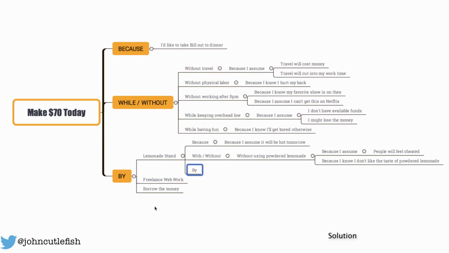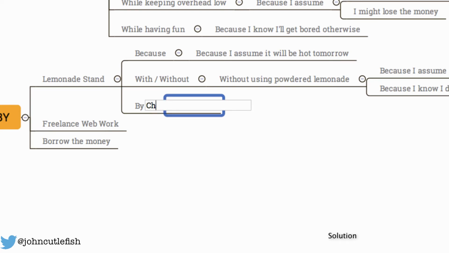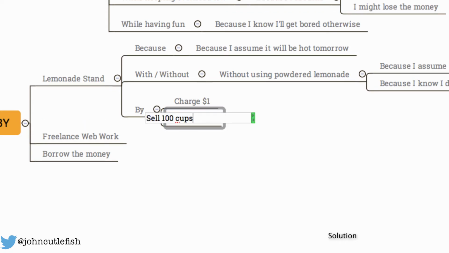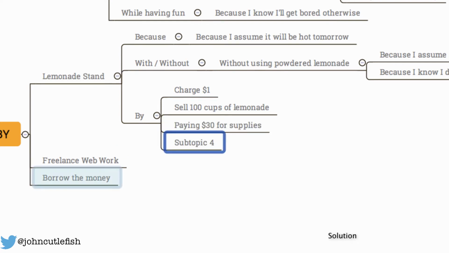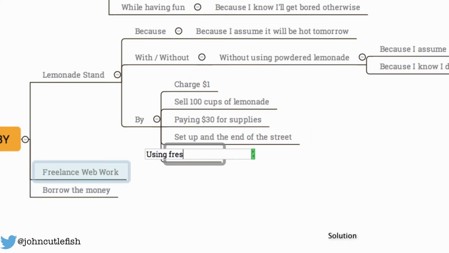Lemonade stand is a pretty broad idea. So what are some details here? Well, first, I think I'm going to charge $1. I think that will make sense. And I also think that I'll sell 100 cups of lemonade. And I think I could get away with paying $30 for supplies. And I think that I should set up at the end of the street. And as mentioned above, I think I'm going to use fresh squeezed lemonade.